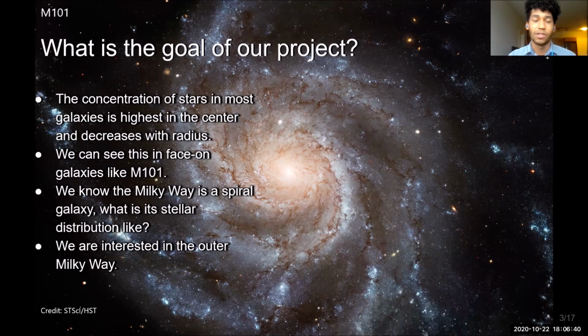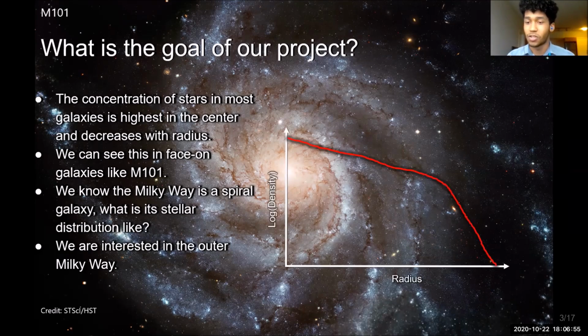You can see this directly when you look at a face-on spiral galaxy like M101, which I show in the background. And if we were to plot the surface density of the Milky Way with respect to galactocentric radius on a log scale, we might get a graph that looks something like an exponentially decreasing disk of stars. We also believe that there is a break in the density at a certain radius. And by break, we mean that there's a distance from the center of the galaxy where we see a significant turnoff in the number density of stars.